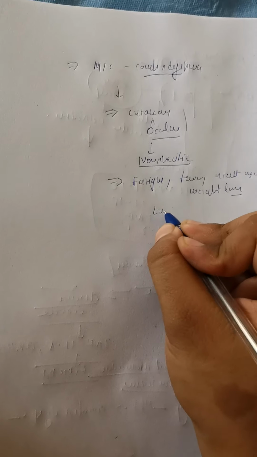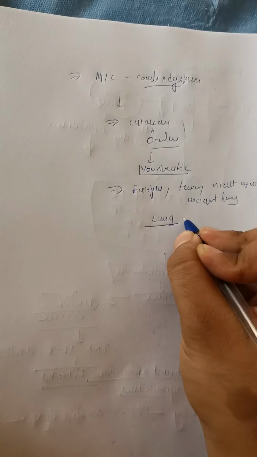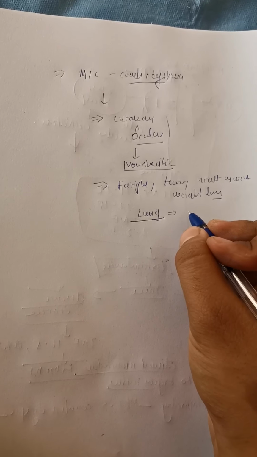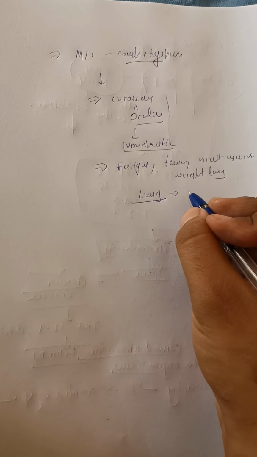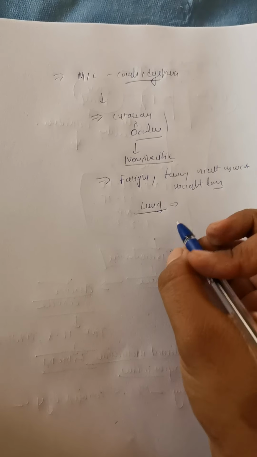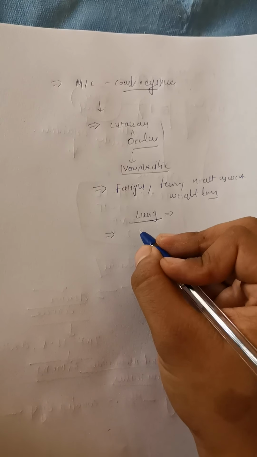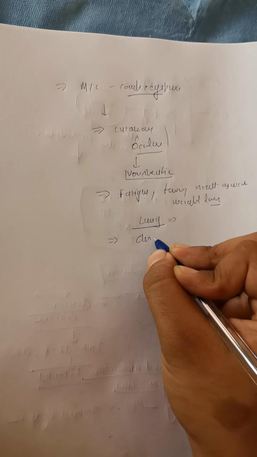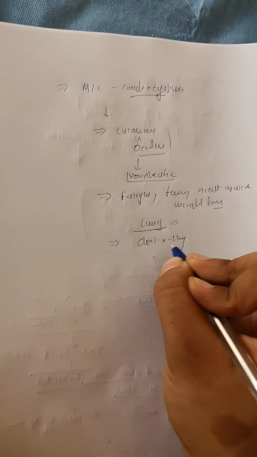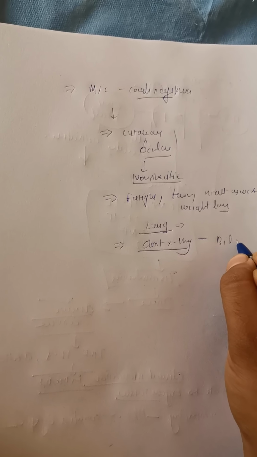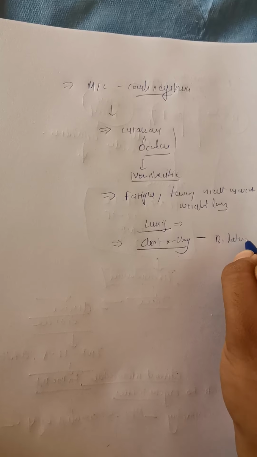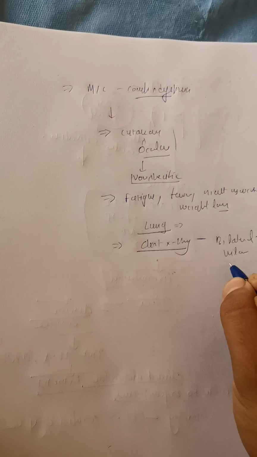Now let us talk about the specific organ involvement, and we will be starting from lung, as this is the most common organ involved, and it is involved in around 95% of cases. The most common method for detection is a chest x-ray, and the chest x-ray shows bilateral hilar adenopathy.